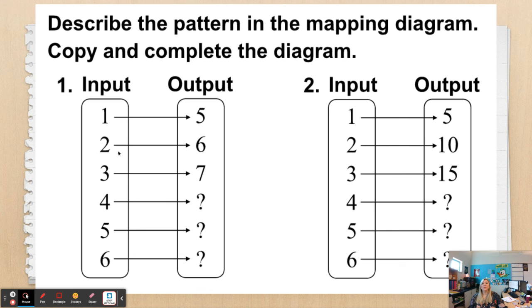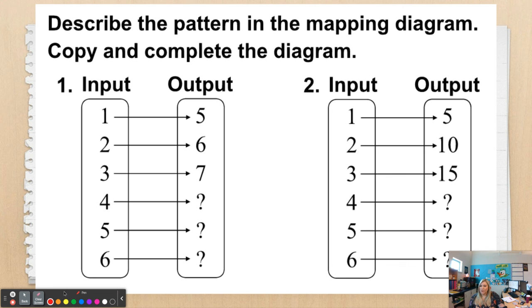Okay, let's see if it works for 2. So 1 plus 4 is 5. What about 2 plus 4? Yep, that's 6. What about 3 plus 4? Yep, that's 7. What about 4 plus 4? So the next number would be 8. I'm starting to see a pattern here. 5, 6, 7, 8. I have a hunch that my next value will be 9 and then 10. So let's do it. 5 plus 4, yep, 9.